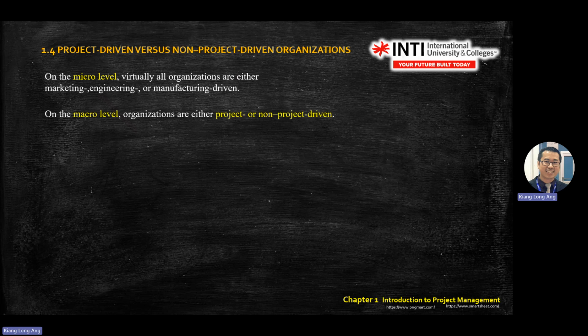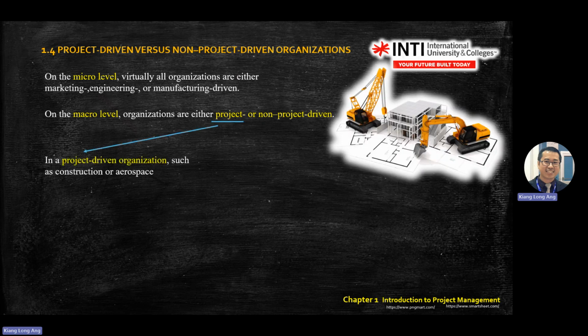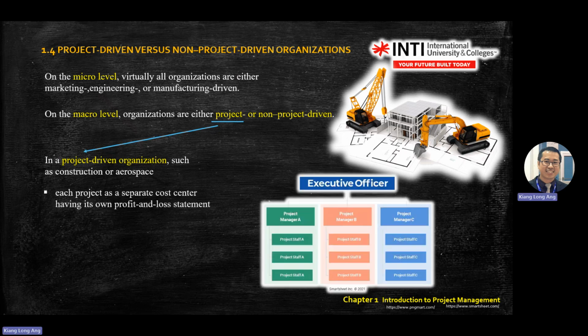Macro level means a bigger level, a bigger view. Organizations can be project or non-project driven. So what does it mean? Project driven, for example, construction, civil, they are project driven. Or aerospace, Airbus, Boeing, Petronas, not Petronas, Petronas also can. Automotive industry, they are all project driven. Okay. So what is the difference?